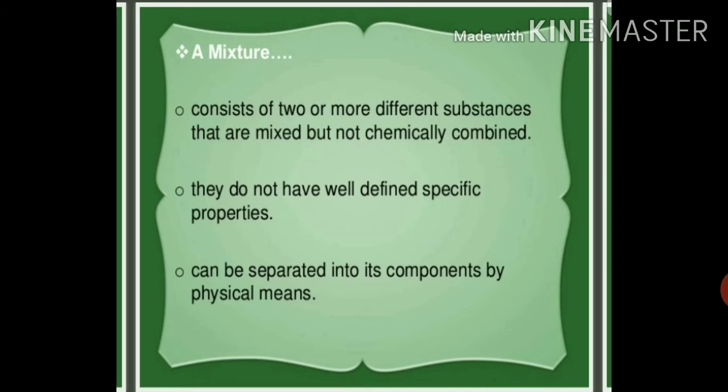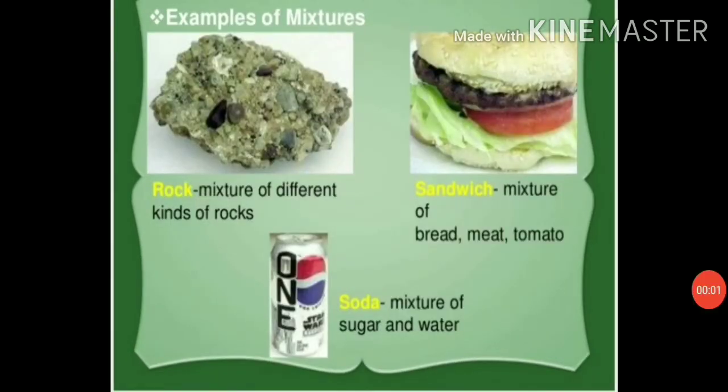So students, for example, in a mixture containing sugar and sand, sugar and sand are its constituents. In any mixture, each component retains its unique property. A mixture may be a solid, a liquid, or a gas. So now let's see the examples of mixtures. Rock, a mixture of different kinds of rocks. Sandwich, a mixture of bread, meat, tomato. Next we have soda, a mixture of sugar and water.